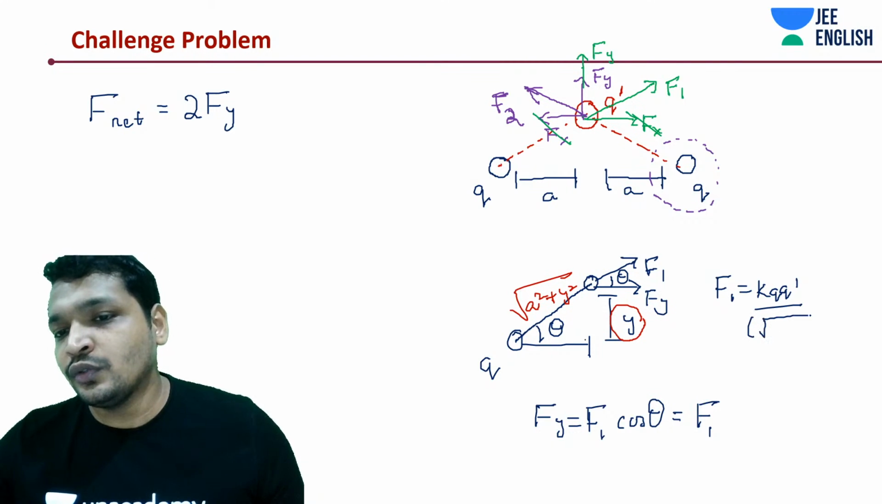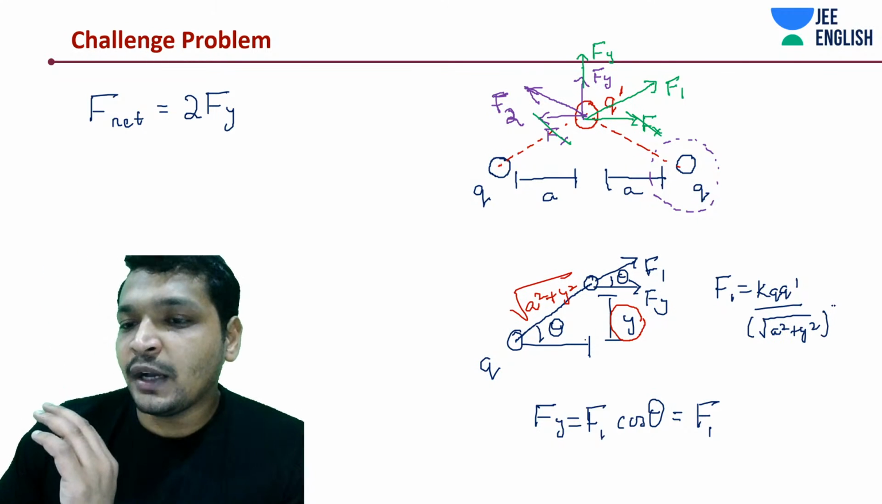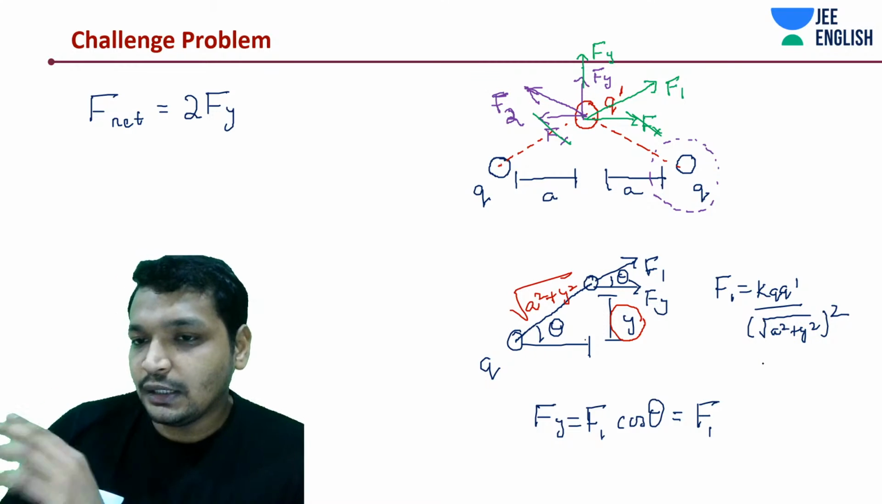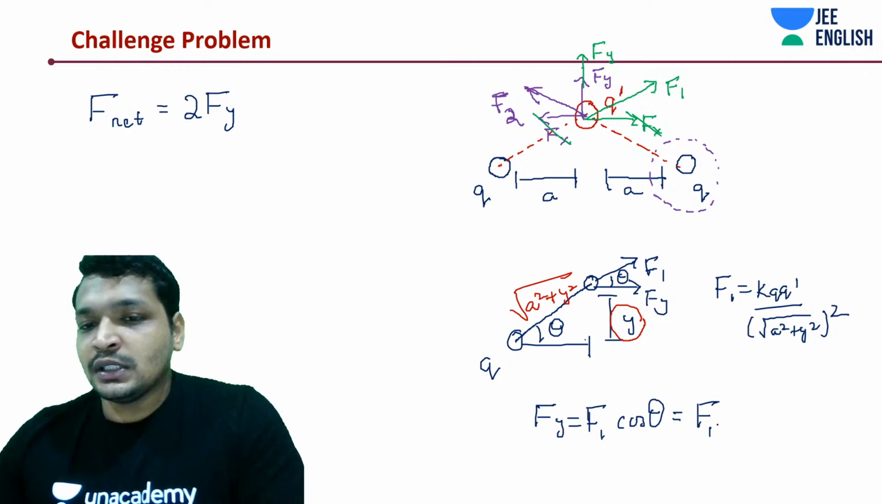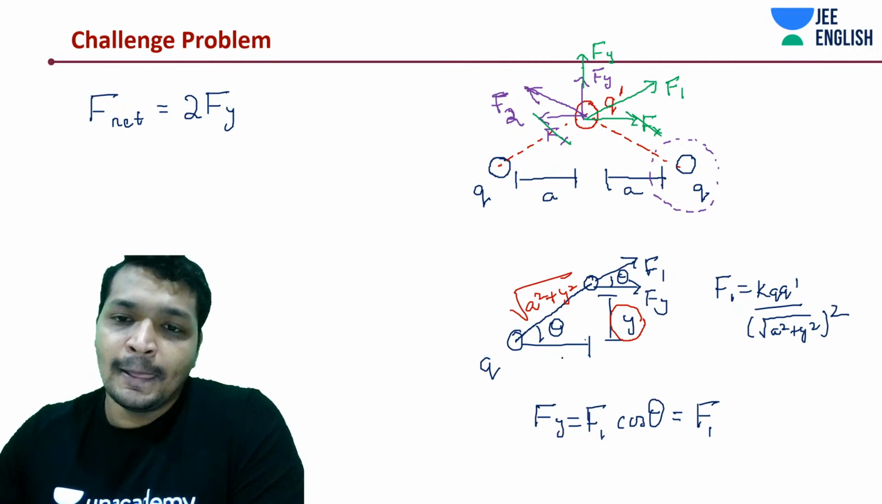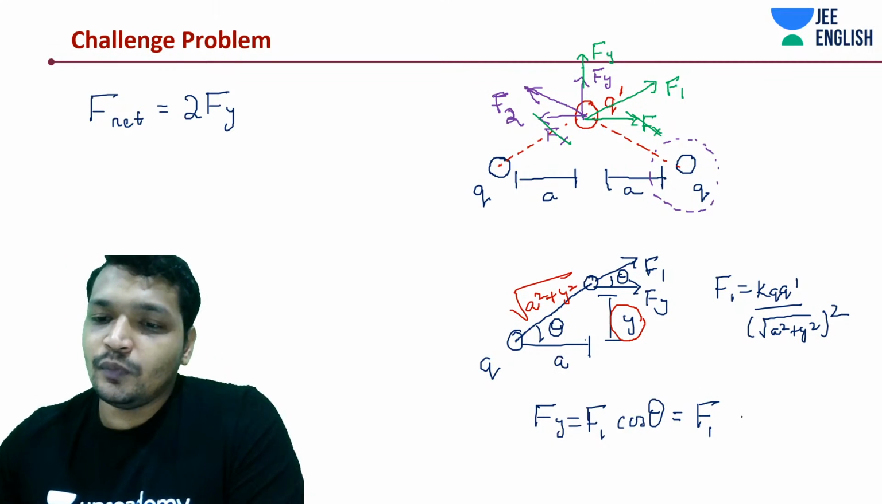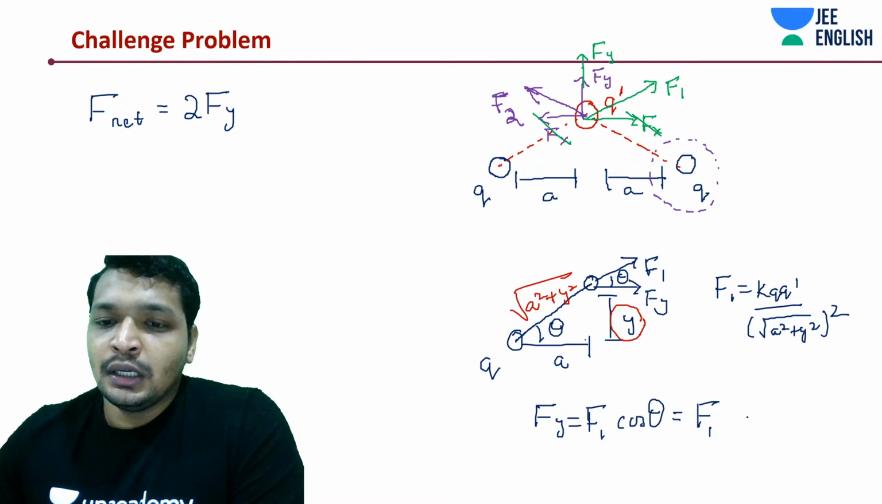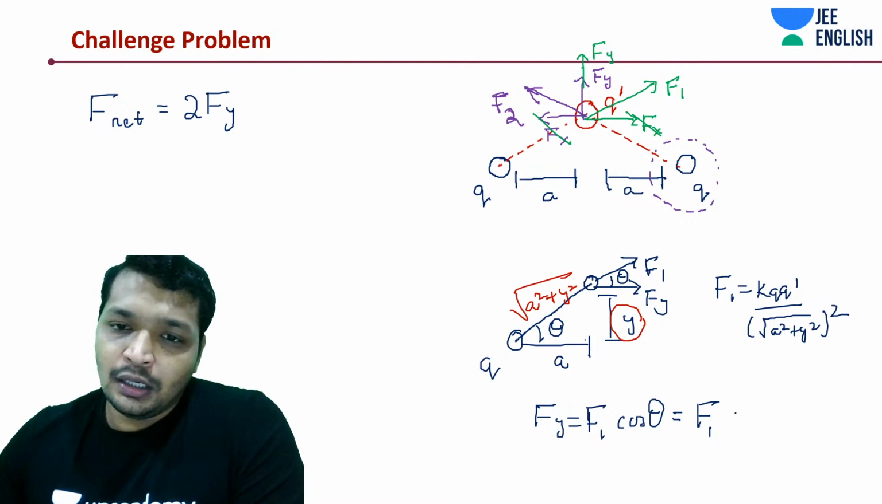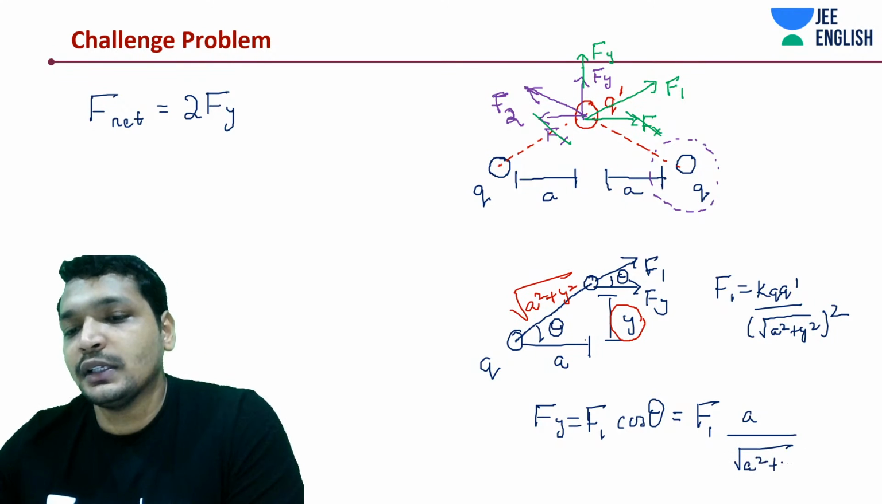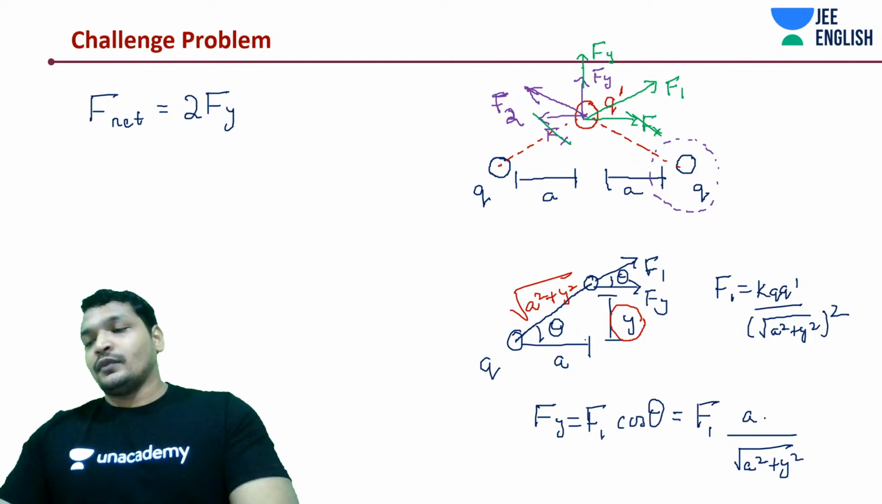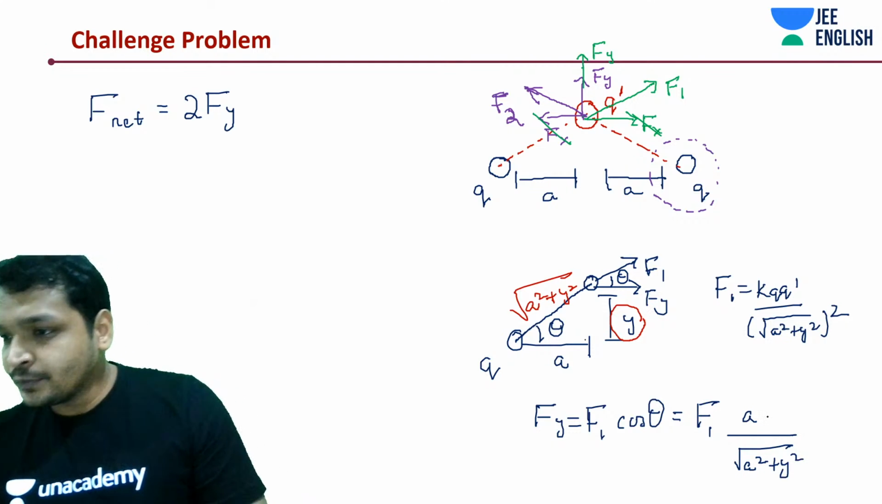So how much is the distance? Under root of a square plus y square. F1 is k q dash divided by r square, which is going to be k q dash by a square plus y square. How much is cos theta? Cos theta is going to be f1 a divided by under root a square plus y square. All right, simple.